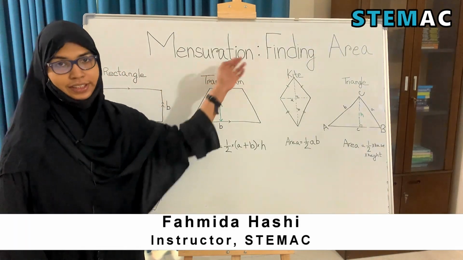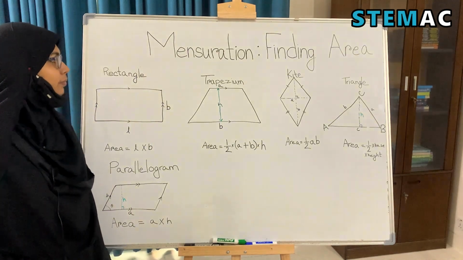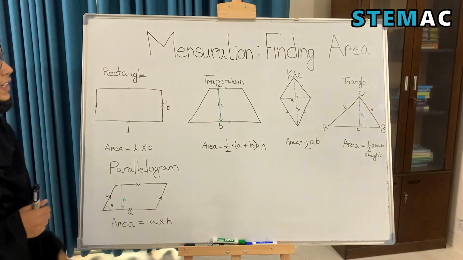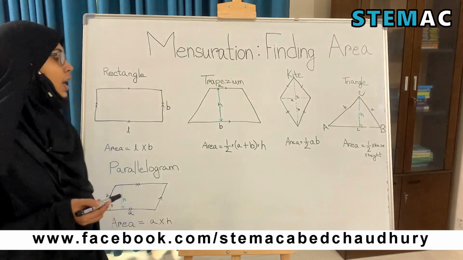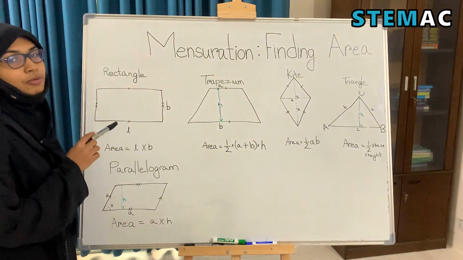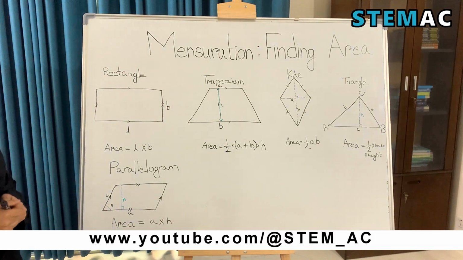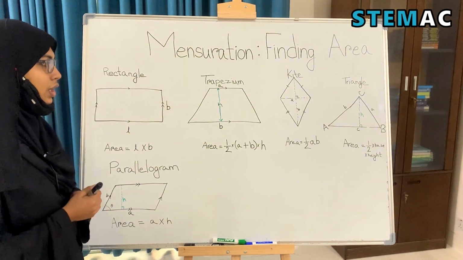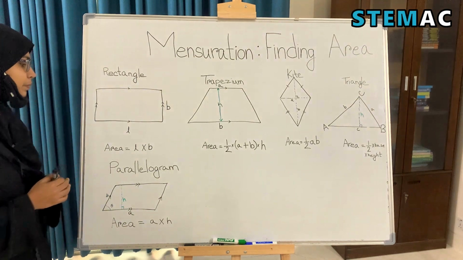Today we are going to learn what mensuration is, and for that we need to know the meaning of this term, mensuration. It is a field of mathematics that involves finding area, volume and length of different geometric shapes. Now we are going to look at how to find the area of different geometric shapes. For that we need to know the properties of the different geometric shapes to identify what the shape is.